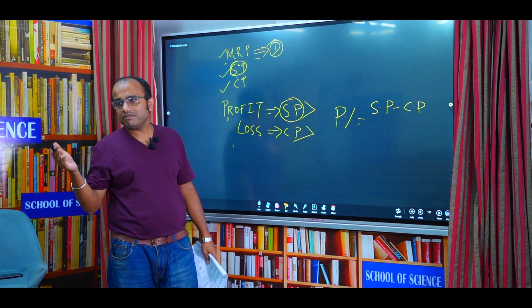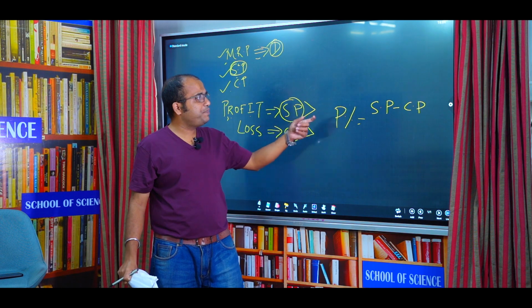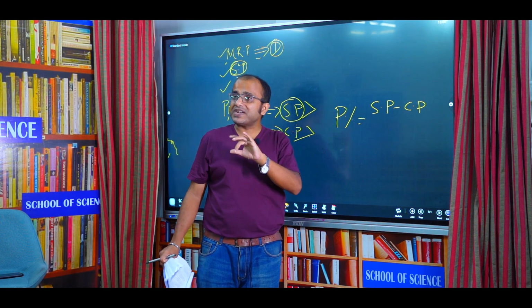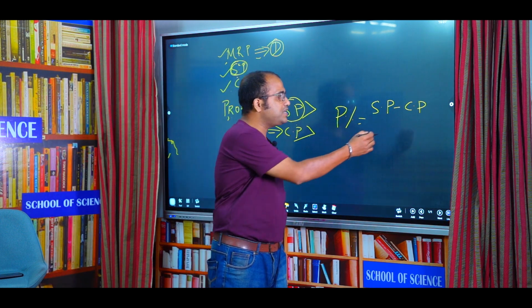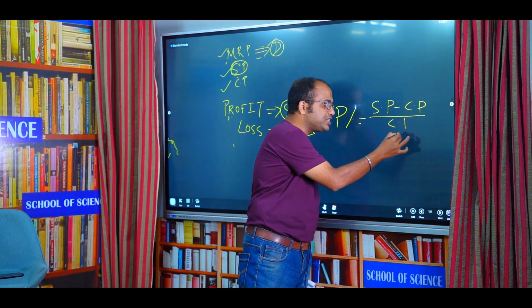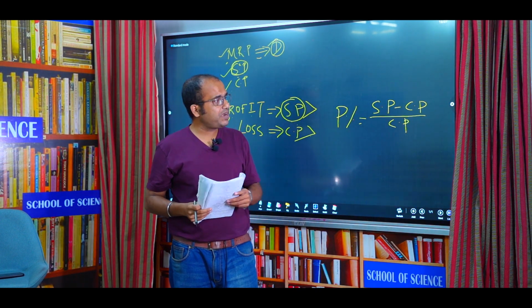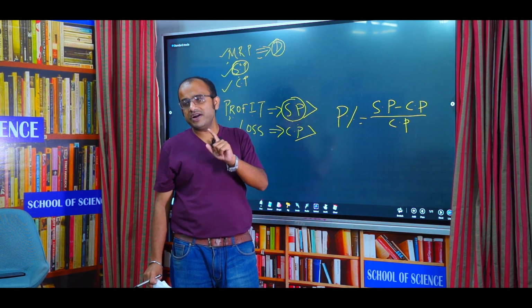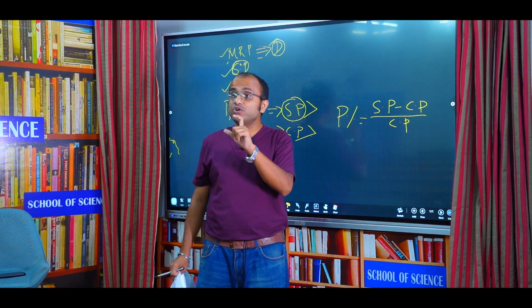The basic fundamental is that in profit, obviously the selling price is more, so selling price minus cost price gives the profit. But if they are asking for the percentage, then always divide by cost price. There should be no doubt. The denominator is always cost price. The denominator never becomes selling price. The denominator is always cost price.